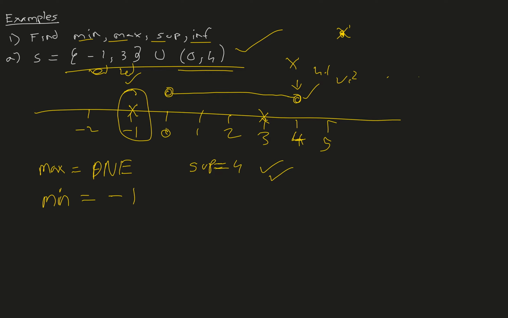So 4 is the least upper bound, and the infimum of the set is also -1, because it is the greatest lower bound. You can't find a lower bound for this set S which is greater than -1. So this is the answer for this. Let's take a look at another example.